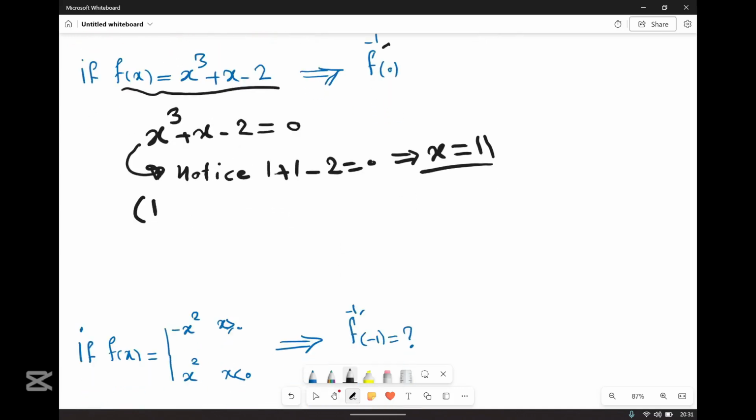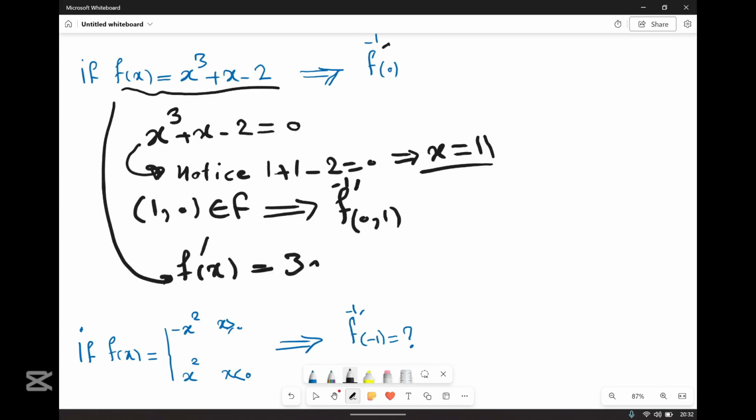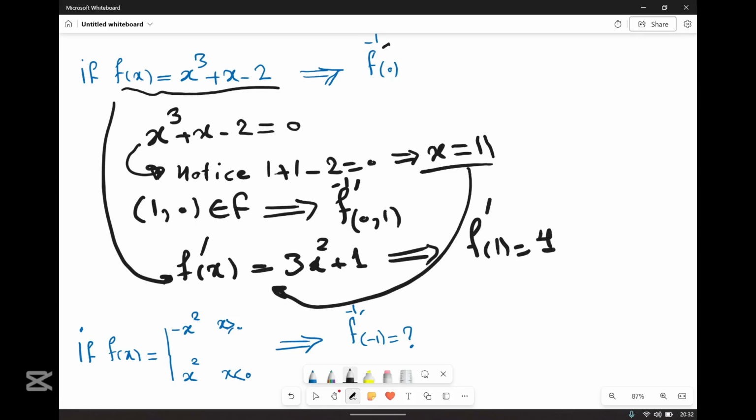Okay, therefore (1, 0) belongs to f, and the question asks us the derivative of inverse function at 0. If I calculate the derivative of the original function, it is 3x power 2 plus 1, and if we put the 1 in this function, f prime of 1 is exactly 4. The value of derivative of inverse function at point 0 is 1 divided by 4.